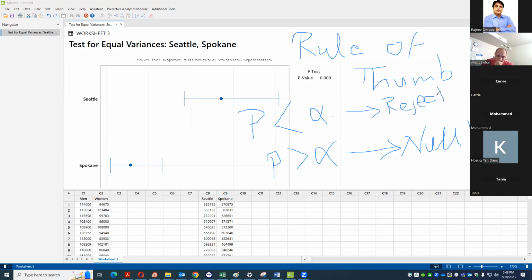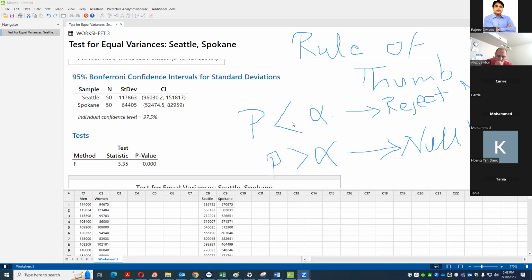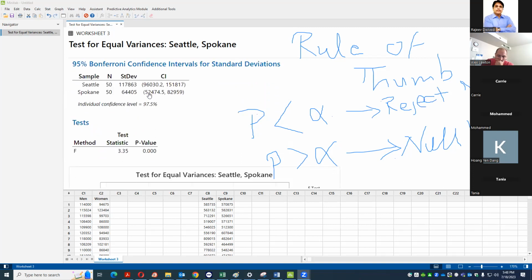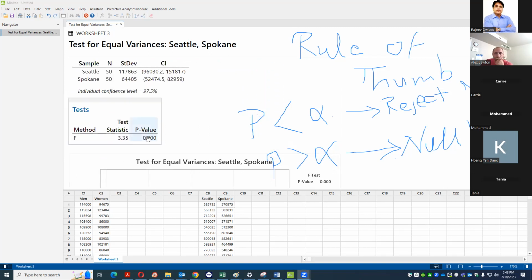So this is always reject null. This is always true in the entire statistics. Now let's go back to this part. Our alpha value is 5%, and the p-value we are getting is 0%.